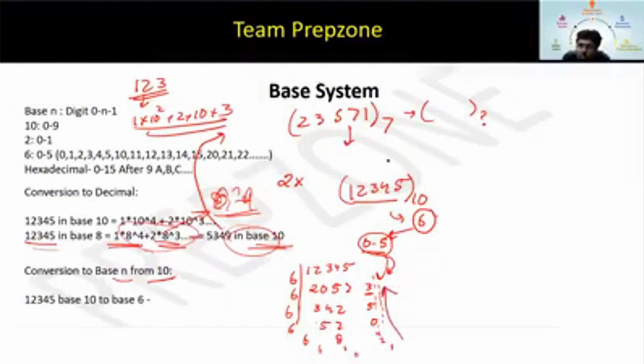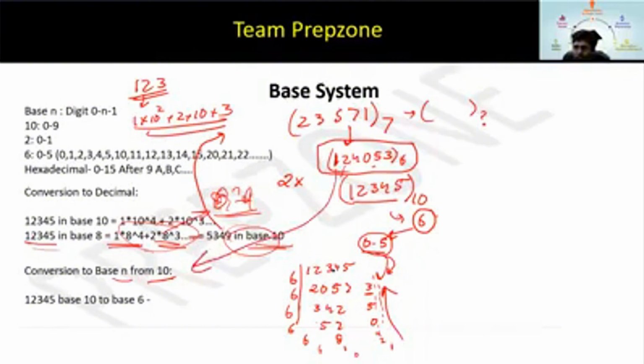So what will be your number? Your number will be 124053. This will be your number in base 6. And this is also the reason that you can multiply by 6 to the power 0, 1, 2, 3, 4, 5 to convert it into base 10. Because from base 10 to base 6, I'm just dividing by 6 and taking the remainders. Why am I taking the remainders? Because I want to convert into a system that has only 0 to 5 as the numbers.